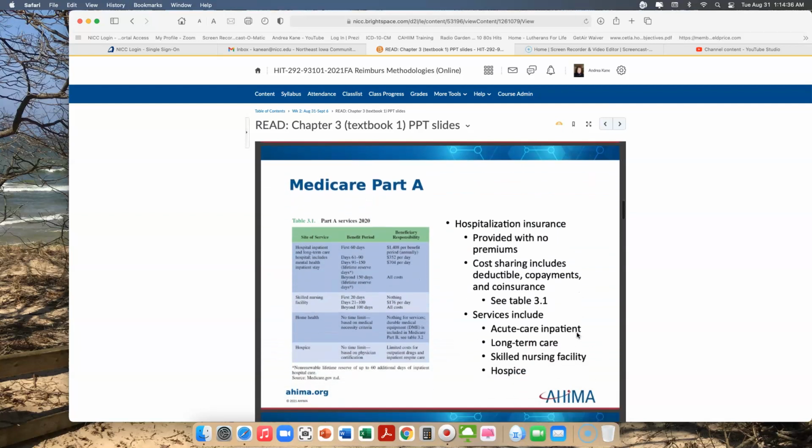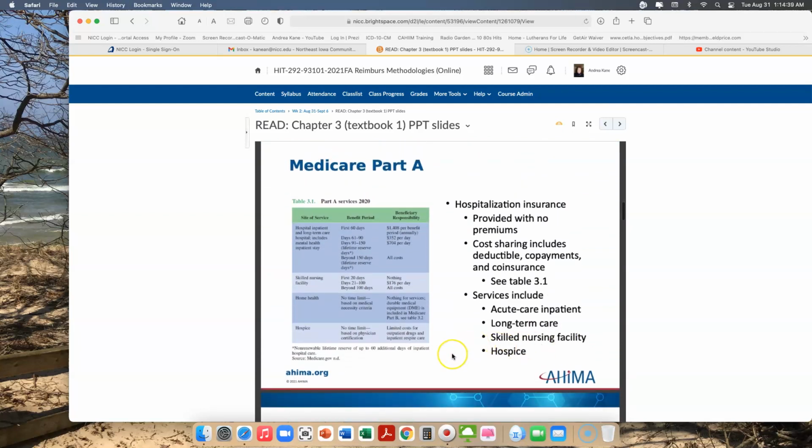So let's look at Medicare Part A. If you're looking at page 36 in your book, table 3.1 is there. Hospitalization insurance is covered under Medicare Part A. It is provided with no premiums. The cost sharing includes deductible, co-payments, and co-insurance. The services include acute care inpatient, long-term care, skilled nursing facility care, and hospice. So even though we think of Medicare Part A as inpatient care, you also have to know that it includes long-term care, skilled nursing facility care, and hospice.